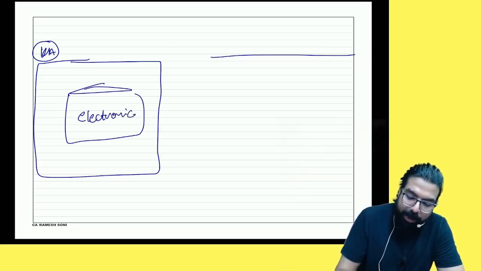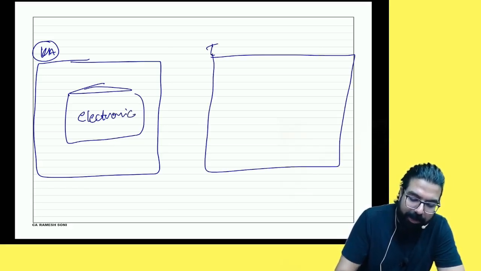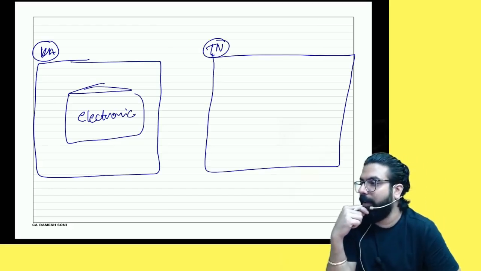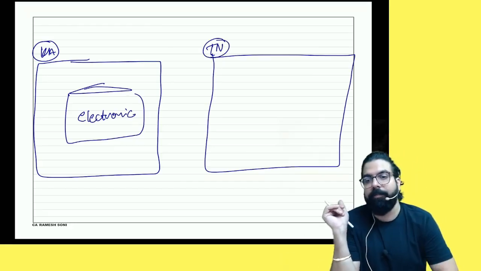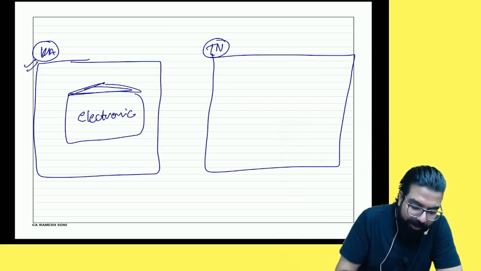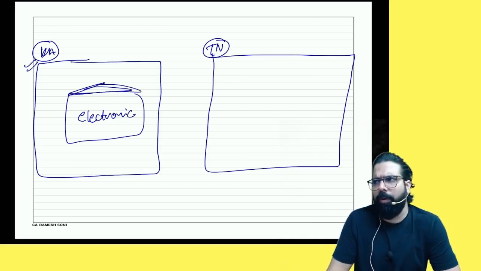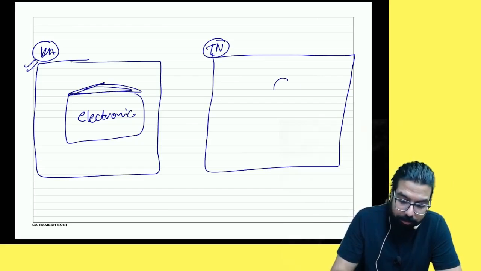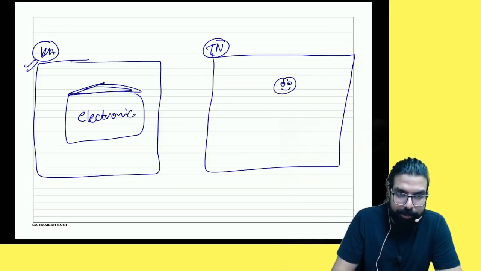Now, this is our neighboring state. For example, this is the neighboring state of Tamil Nadu. Now listen. In Karnataka, I have an electronic shop. In Tamil Nadu, what do we do? In Tamil Nadu, for example, who is this, everyone?